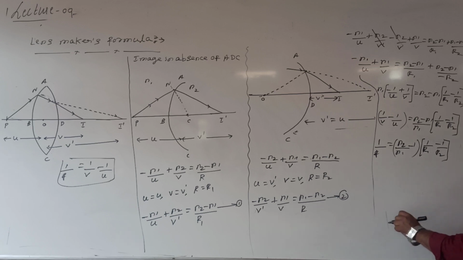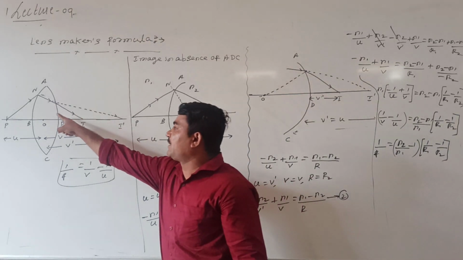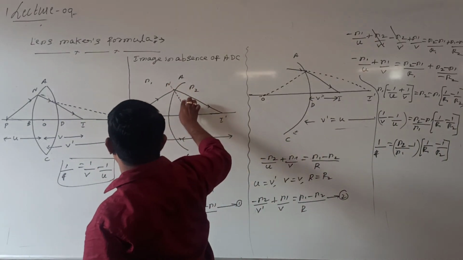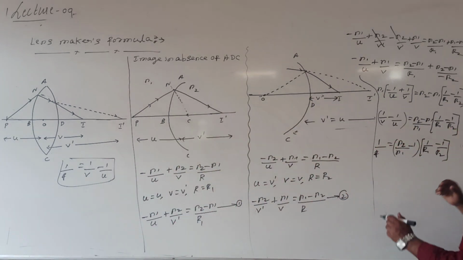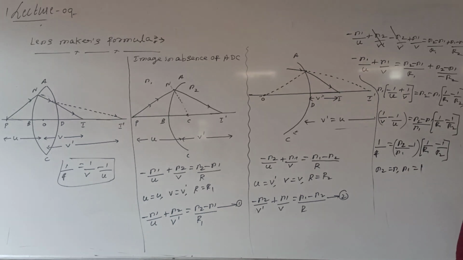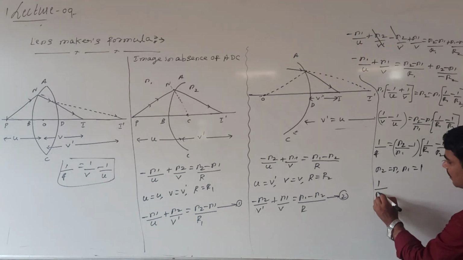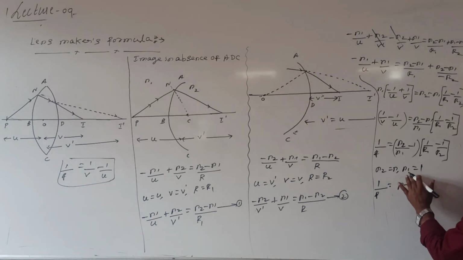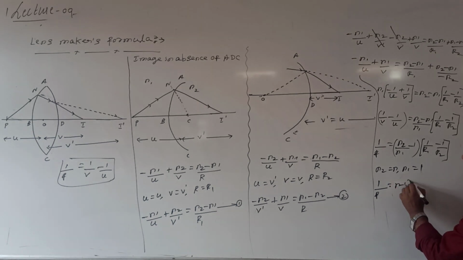Or else, if the case this medium has refractive index N2 and this medium has refractive index N1, if N2 is equal to N and N1 is equal to 1, then what formula we got? 1 divided by F is equal to N minus 1 into 1 divided by R1 minus 1 divided by R2. This formula we are calling lens maker's formula.